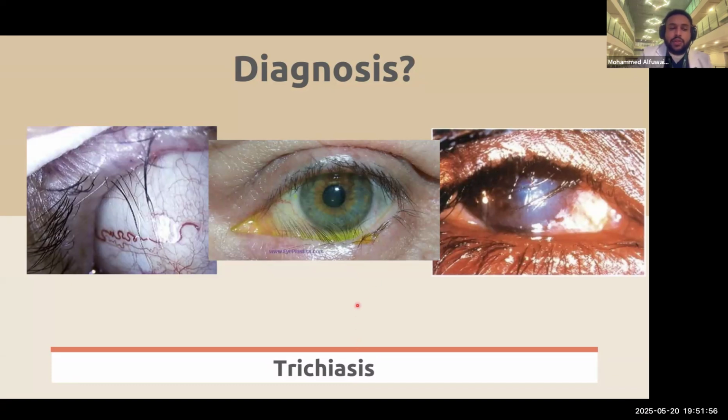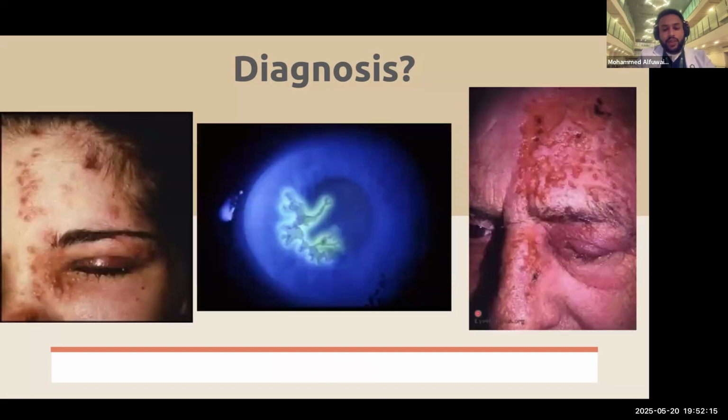This is trichiasis, which is the inward movement of the eyelashes, not the lids. The lids is entropion. Eyelashes only is trichiasis. And this is important, high yield. So that is that. Now we go to this patient.